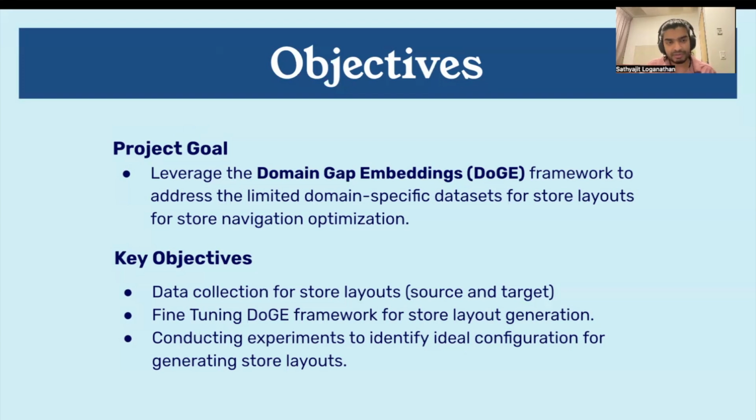The key objectives that I pursue as a part of this project are to collect datasets for the source and the target, and I'll explain what the source and the targets are in the upcoming slides; to fine-tune the DoGE framework so that it is specifically suitable for store layout generation; and to conduct experiments and identify ideal configurations that are suitable for generating these store layouts.